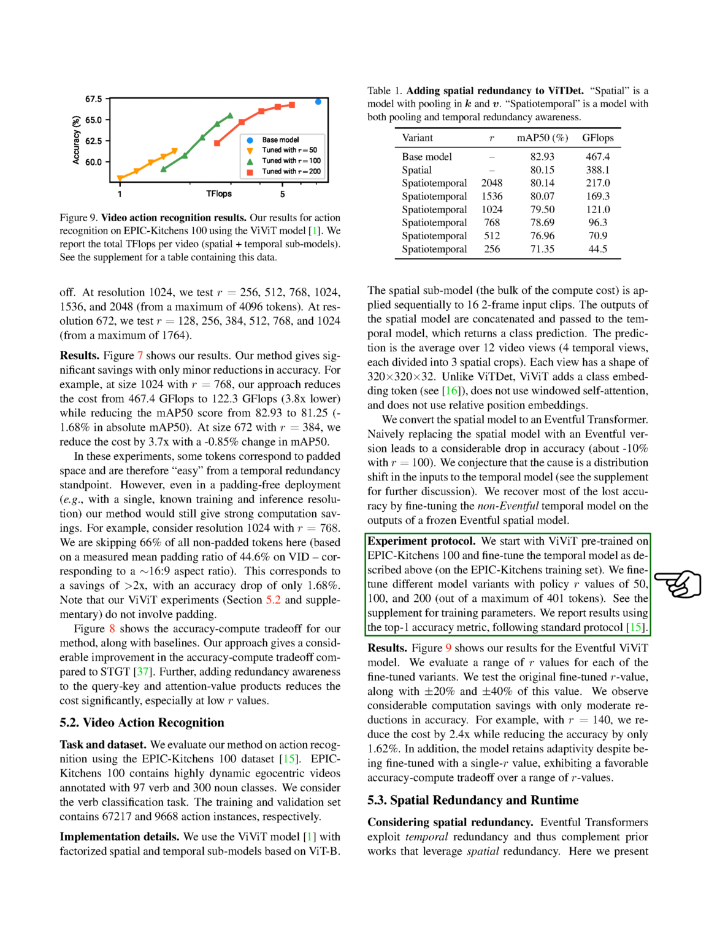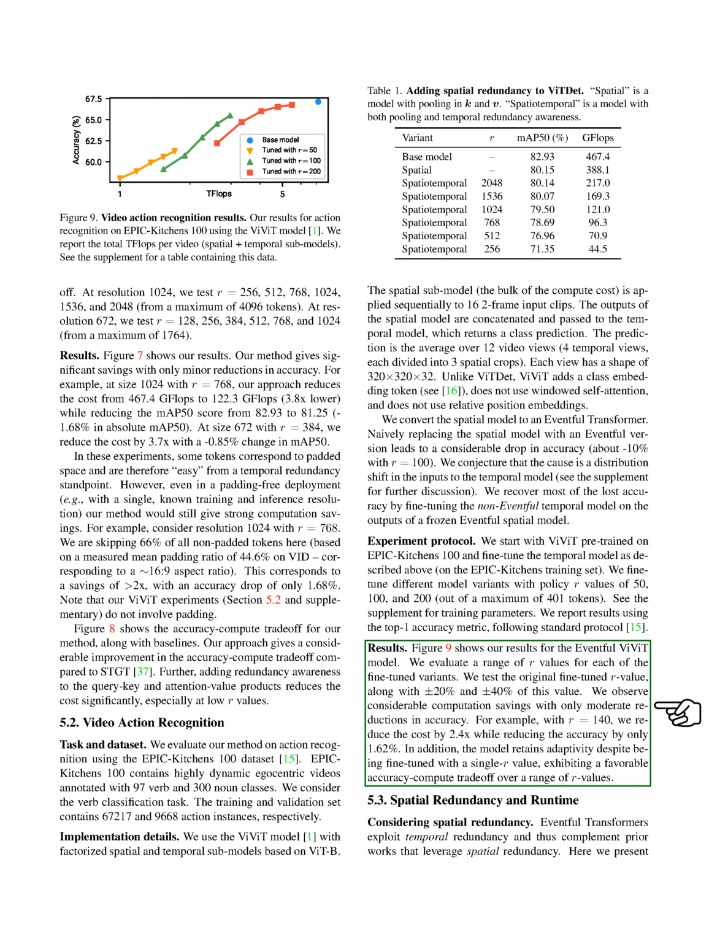We fine-tuned different model variants with policy R values of 50, 100, and 200, out of a maximum of 401 tokens. We used the top-1 accuracy metric to report our results, as per standard protocol. Our results showed that the Eventful Vivid model performed well across a range of R values for each of the fine-tuned variants. We tested the original fine-tuned R value, as well as 20% and 40% above and below this value.